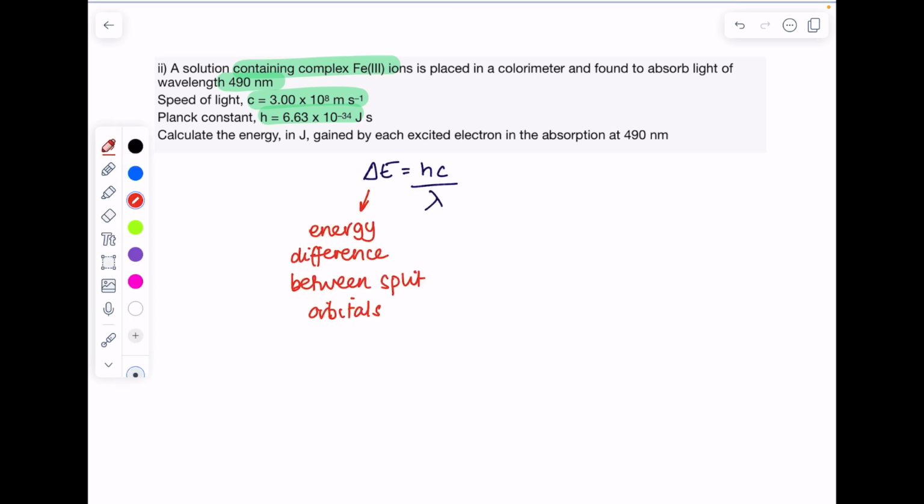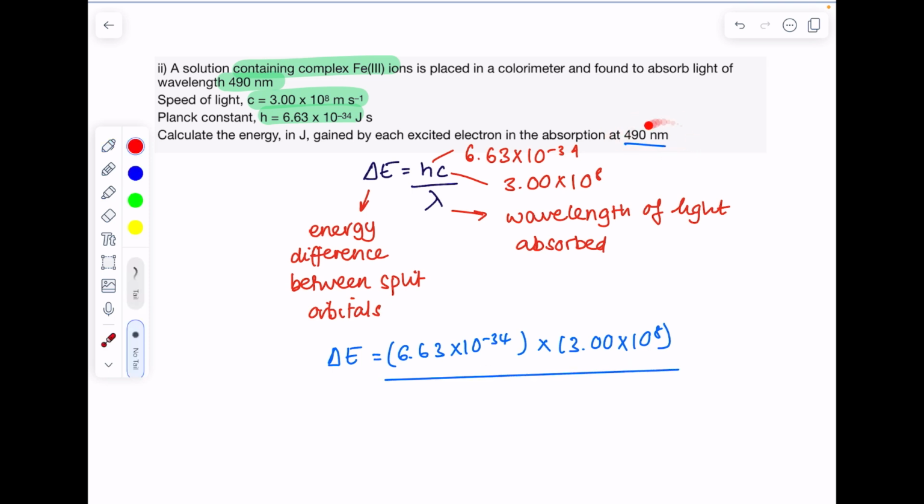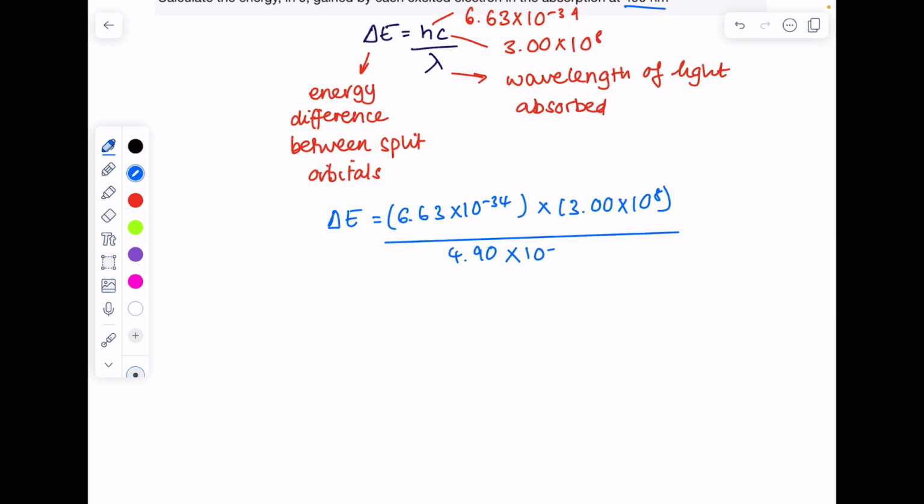Here's our equation. This is your wavelength of light absorbed. This is Planck's constant. This is the speed of light. Just make sure that gets converted into the equivalent in meters. So that's 4.90 times 10 to the minus 7. Our final answer is 4.06 times 10 to the minus 19 joules.